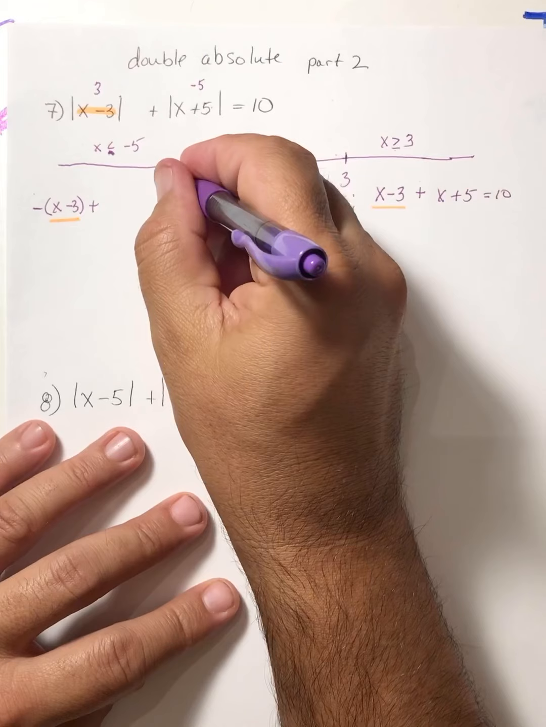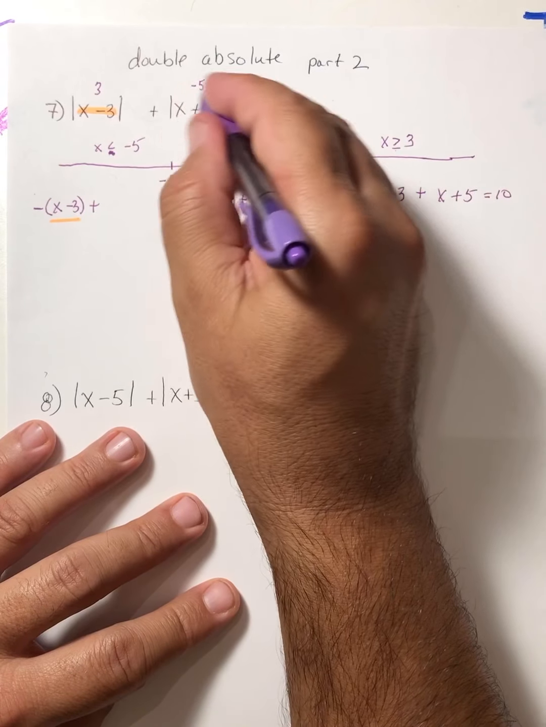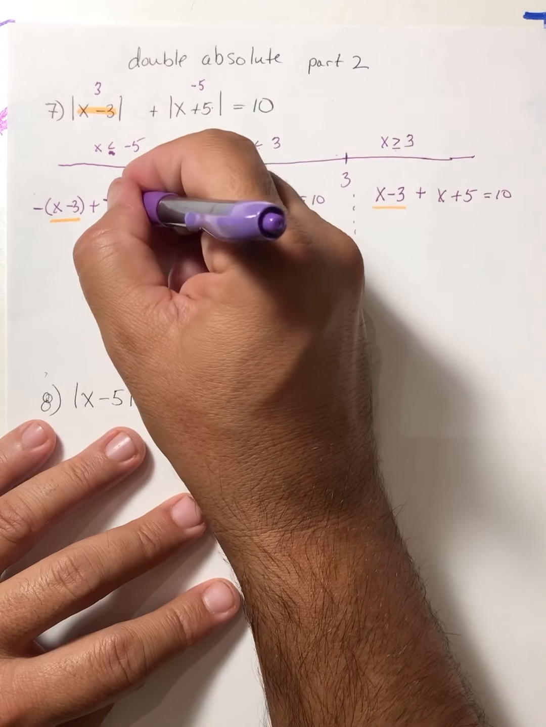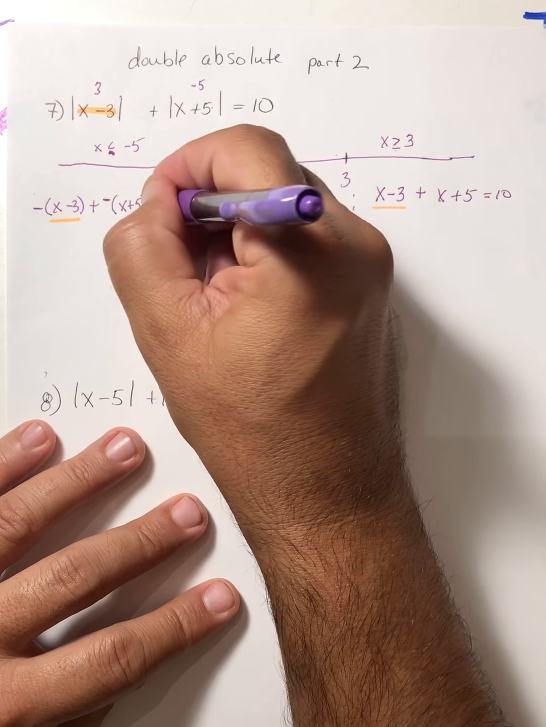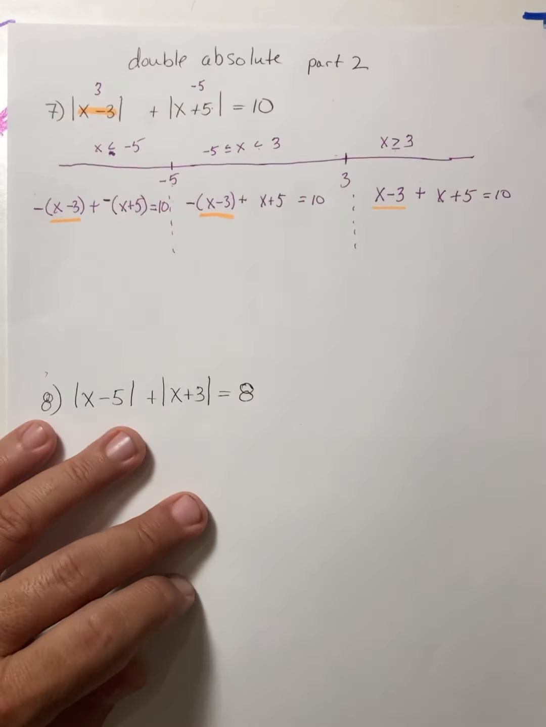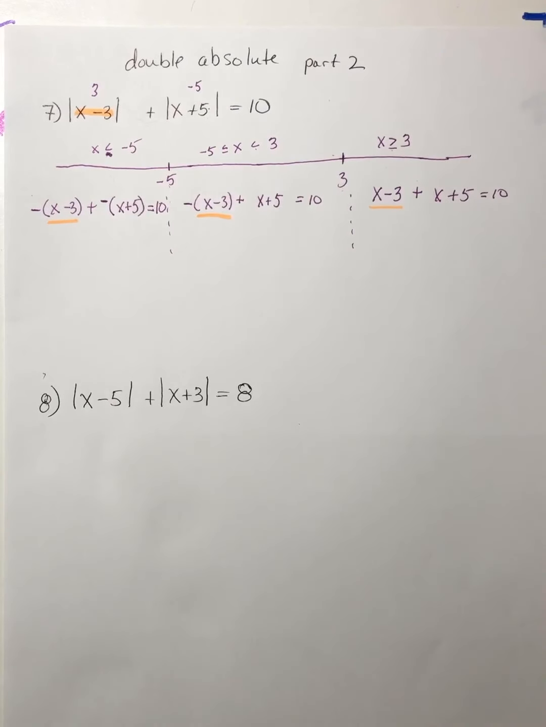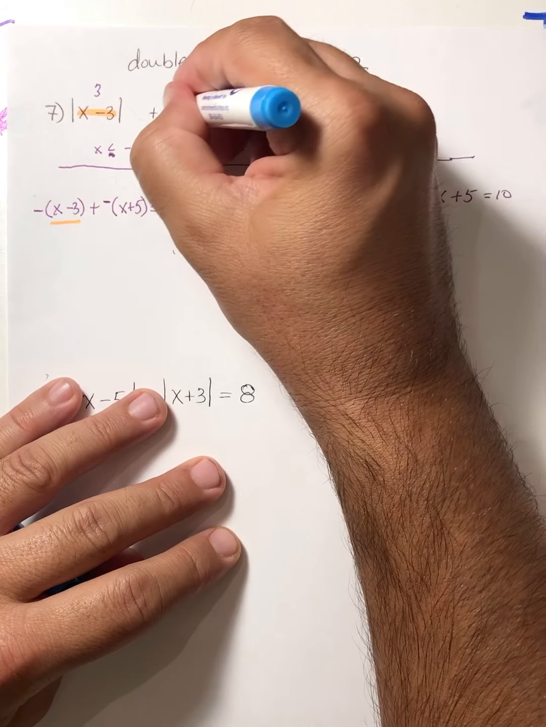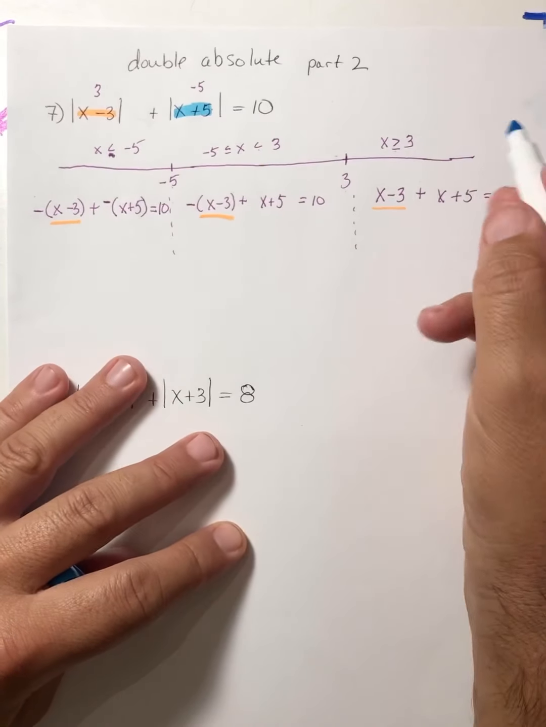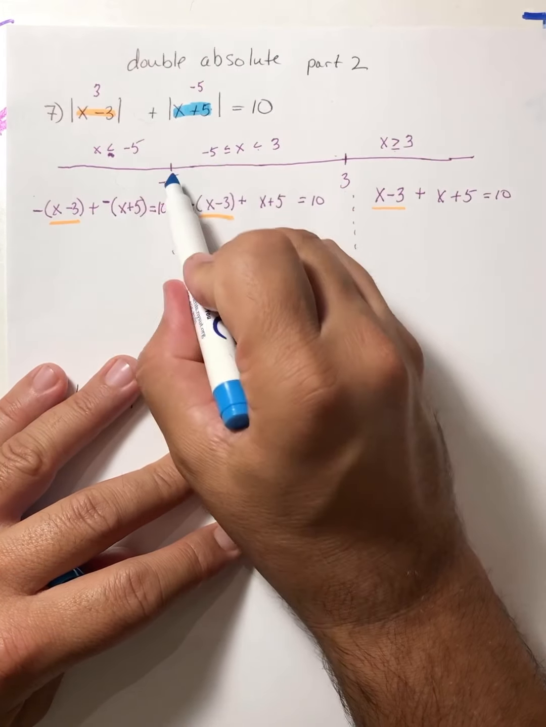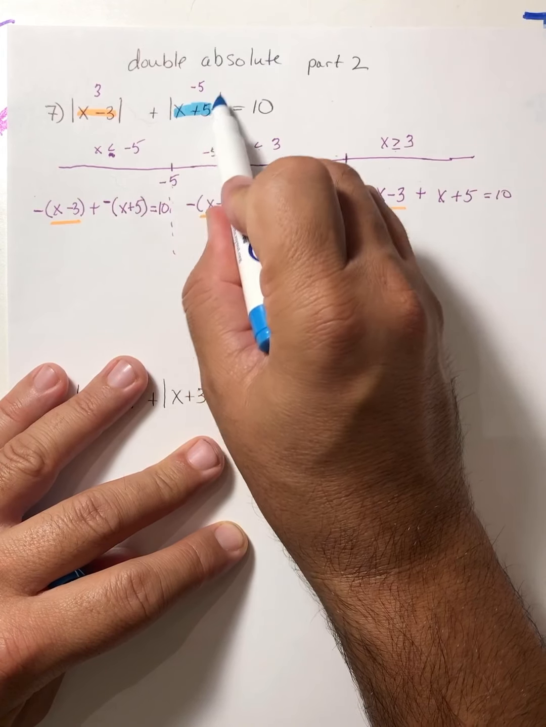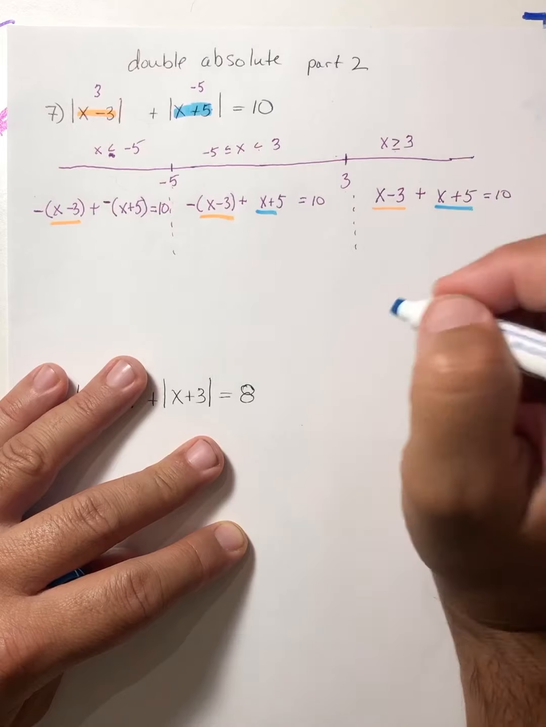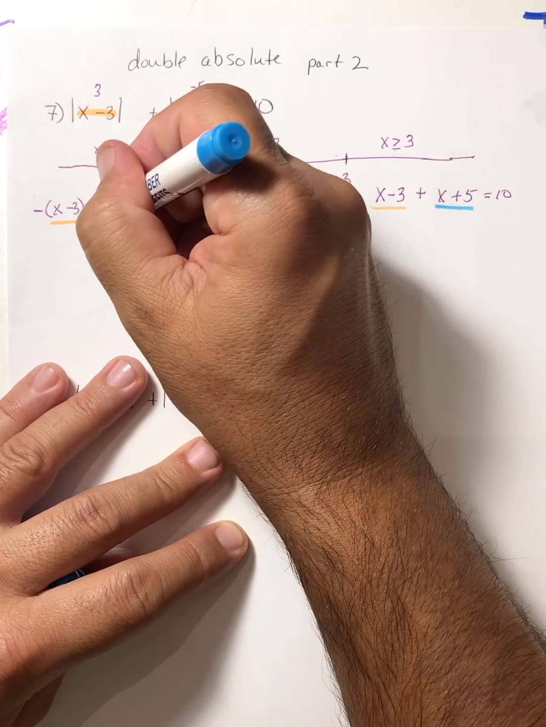And then to the left of negative 5, this piece is negative. So negative the parentheses, x plus 5 equals 10. Okay? So a little recap here. Put this one in blue. To the right of negative 5, everything in here is positive. So these were your positives and your positives. And then to the left, it was negative.